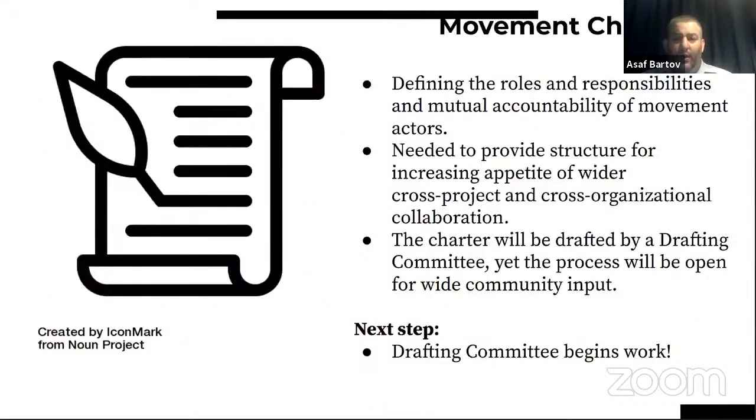The movement charter, as I mentioned earlier, is going to be a bit like a constitution. It's going to be a foundational document that will once and for all, or at least once and for a while, because it can change like other things, concretely and clearly define some outer bounds, some broad definitions of roles and responsibilities and mutual accountability of the different group organizations in the movement.